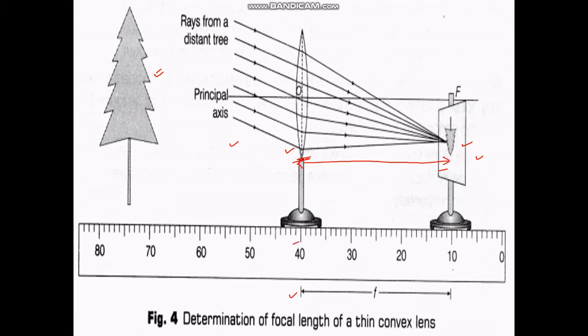Over here it is indicating 40 centimeters and 10 centimeters. That means the focal length will be 40 minus 10, 30 centimeters. So this convex lens has a focal length of 30 centimeters. This method was simply based on the fact that whenever the object is at infinity, the image is formed at the focus. So the distance between the lens and the screen will be the focal length.